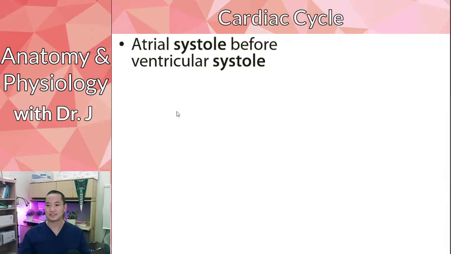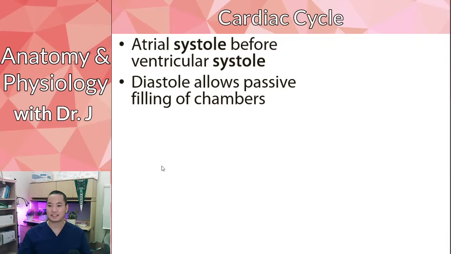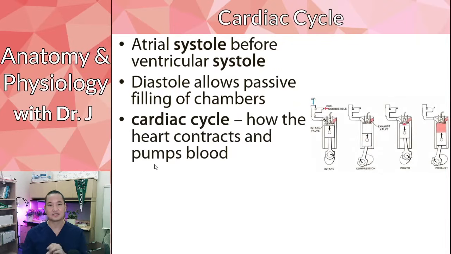Now the cardiac cycle, atrial systole before ventricular systole in that diagram, and diastole. So yeah, the cardiac cycle is how the heart contracts, the sequence of how the chambers contract and relax and pump blood. And in combination with the valves, that's how your heart is able to maintain the correct flow from the great vessels and to the chambers of the heart and from the heart itself.